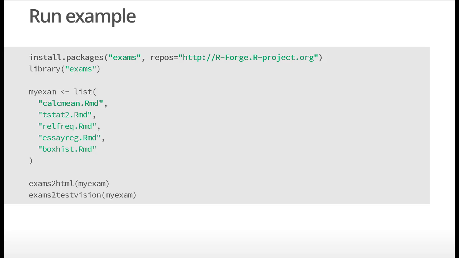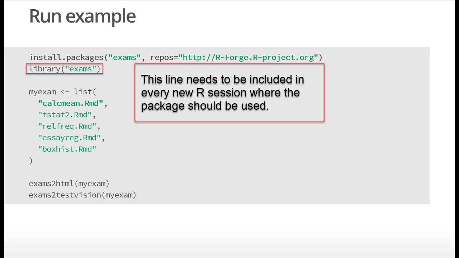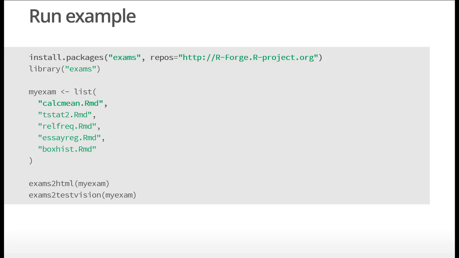This slide contains the R syntax that will be used next in RStudio. Two things are worth mentioning. First, the first line of code, which is also shown in the previous slide, is only to be run once. After that, R exams is installed on your machine permanently. It should therefore be omitted in new R sessions. However, the second line, library exams, must be included in every new R session in which the package should be used. Second, the first item in the list of exercises is not part of the package and must therefore be saved in the working directory.